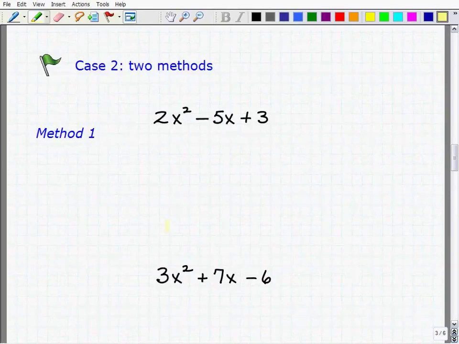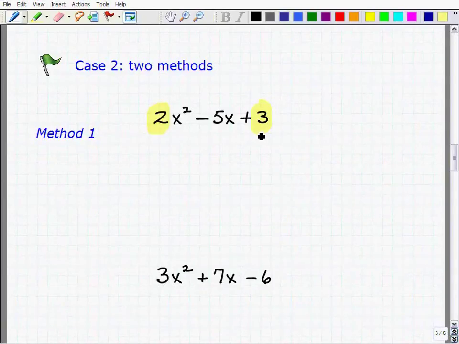All right, case 2, first method. What you're going to do is something very similar to what we did in case 1. First of all, we're going to make sure that the trinomials are written in standard form. You can see here that they are.